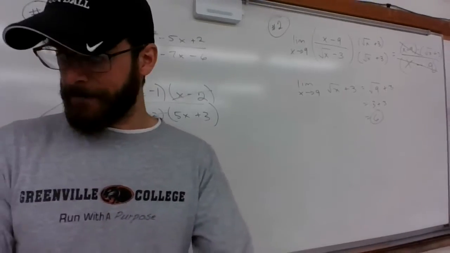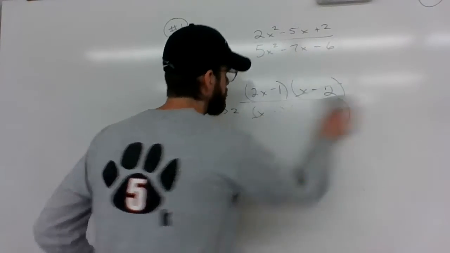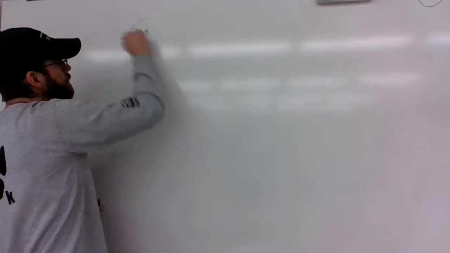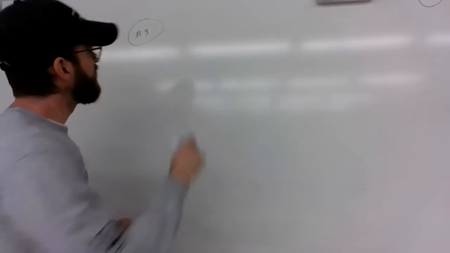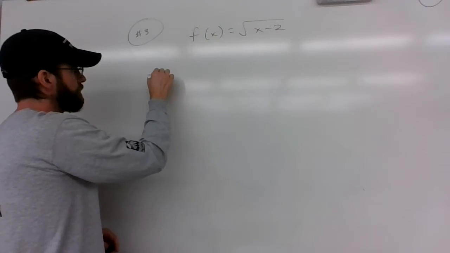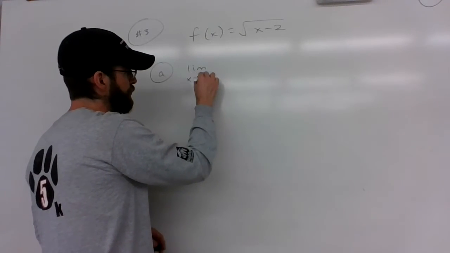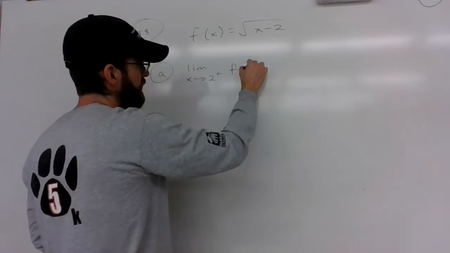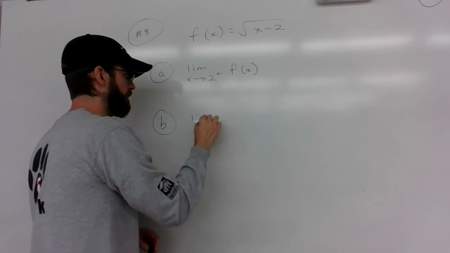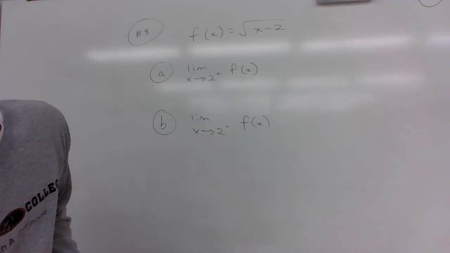Now this one's a little bit different. Let's say you've got, I'll call this example 3. Let's say f of x is equal to root x minus 2. And we're going to say, let's compute the limit as x approaches 2 from the right of f of x, and that's the notation for right and left behavior. 2 from the left, and then at 2.